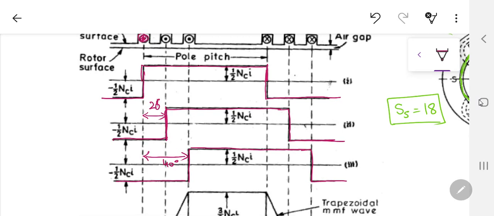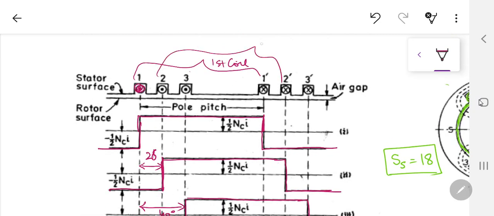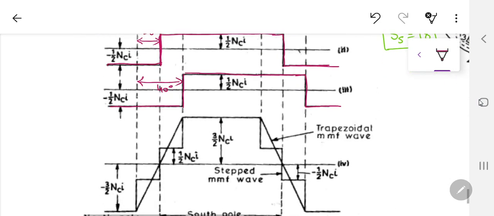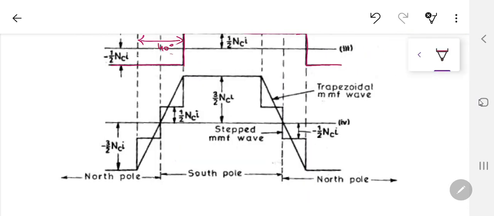Now these are the 3 MMF waveforms by the 3 coils over here. The first coil, the second coil, and this is the third coil over here. All these 3 MMFs are going to be added up. So when I add them up, the final waveform is something like this. Let me use another color, just like I did for the previous one. So this is going to be the MMF over here, like this.